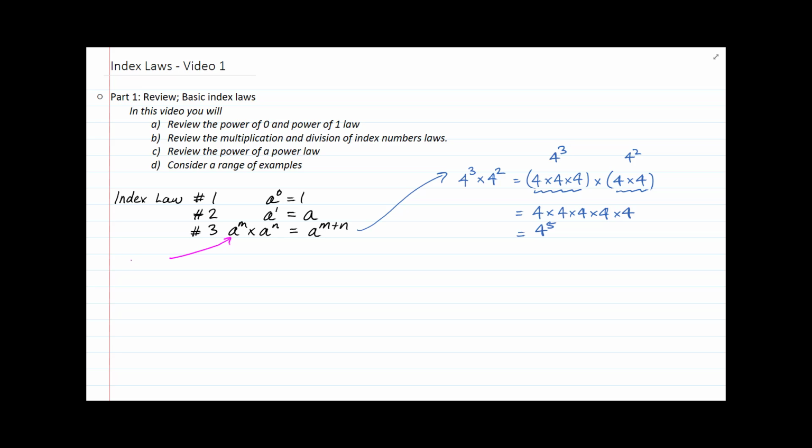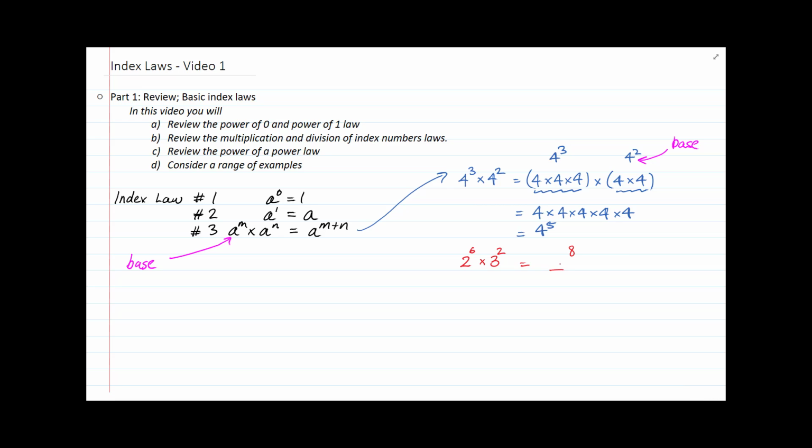This a is called the base. Over here I had a base 4. This rule only works if the bases are the same. So in red I'll just show you a not example of the rule. We cannot say that 2 to the power of 6 times 3 to the power of 2 equals anything to the power of 8, because we can't just add the powers when the bases are not the same.